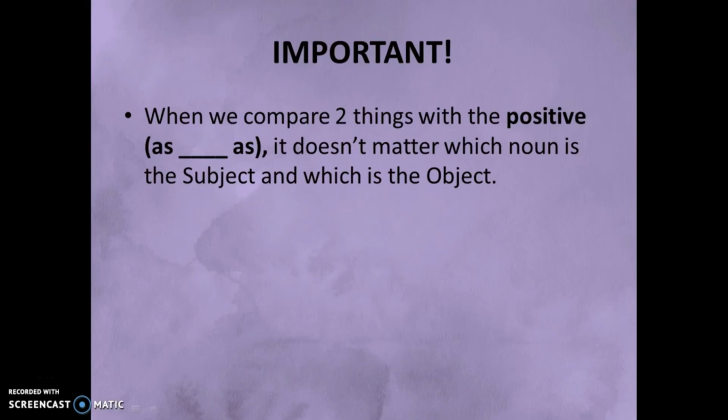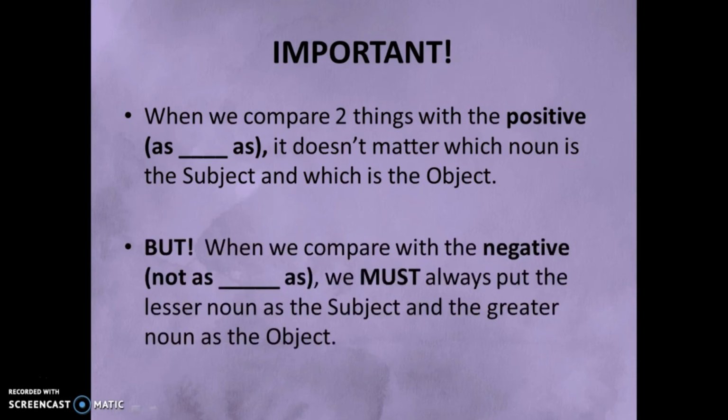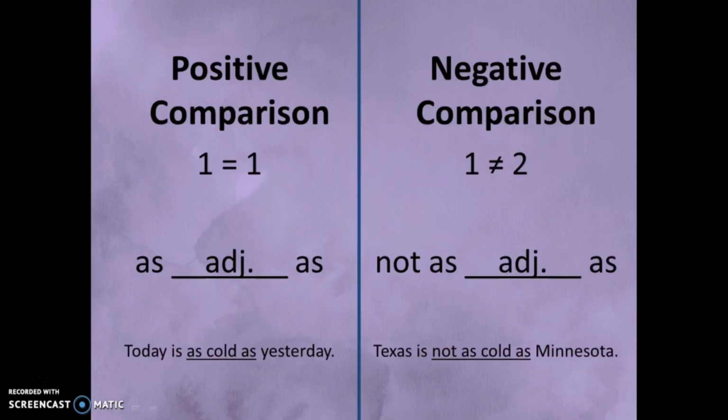When we compare two things with the positive as, it doesn't matter which noun is in the subject and which is the object. But when we compare with the negative, not as, we must always put the lesser noun as the subject and the greater noun as the object.